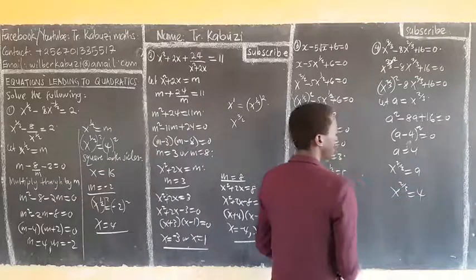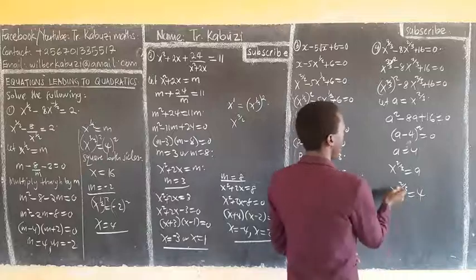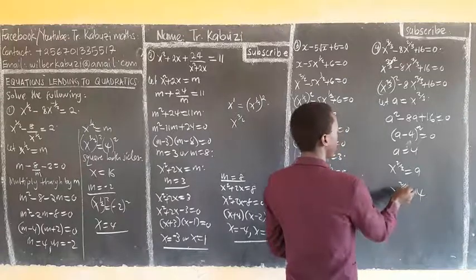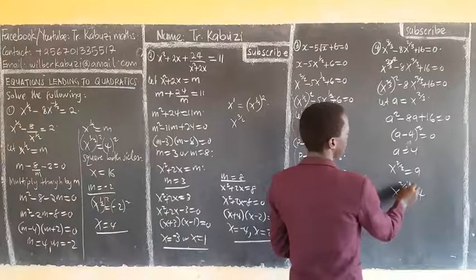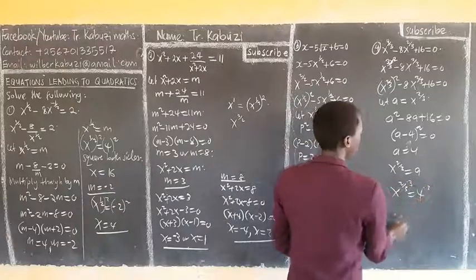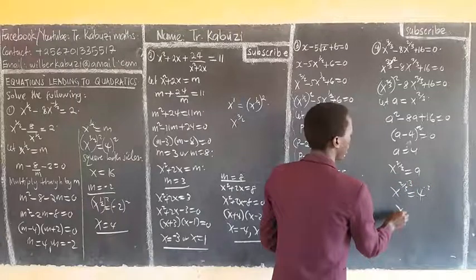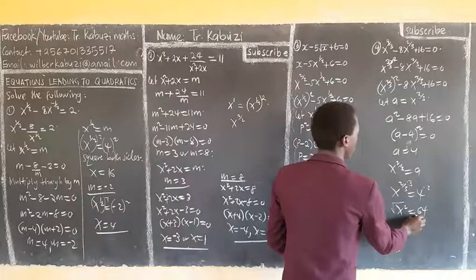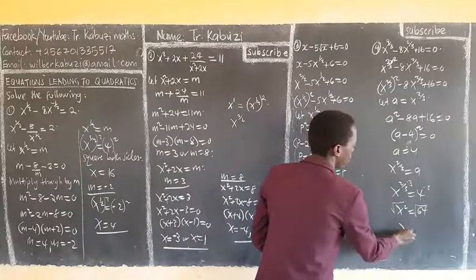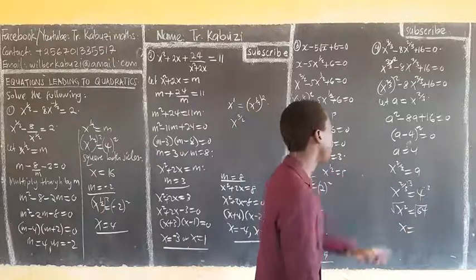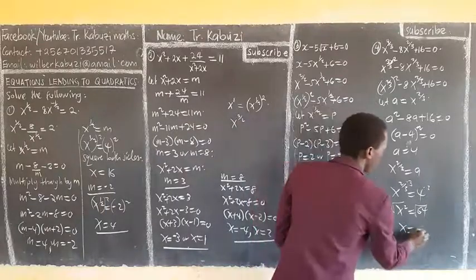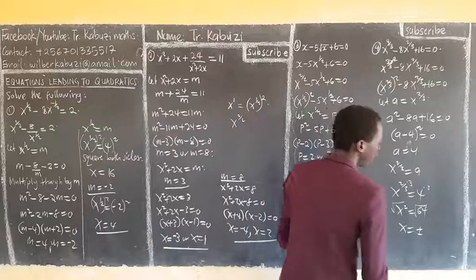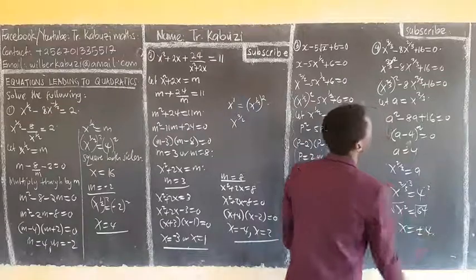So I cube both sides. First of all, I cube this side, then I finish that. Your x squared becomes 64. Then you take the square root of both sides. So now your x will be, taking the square root, plus or minus 8.